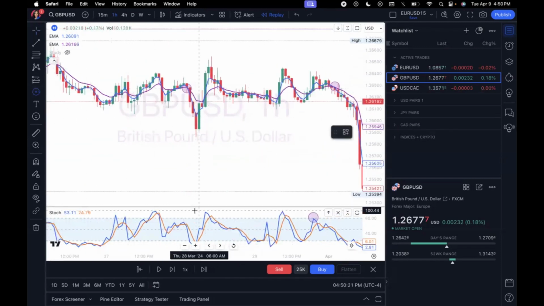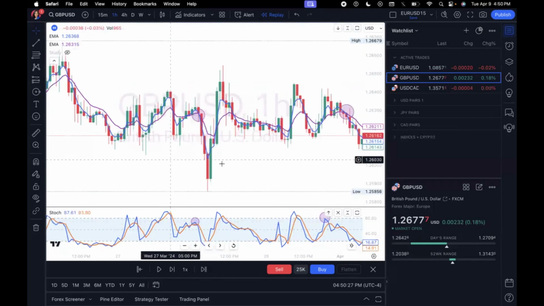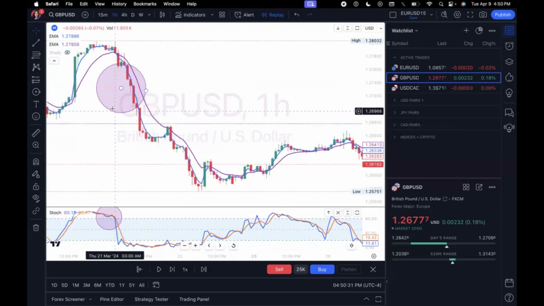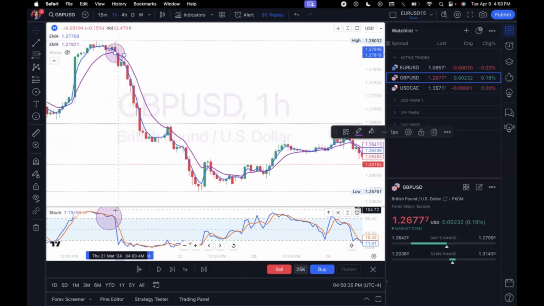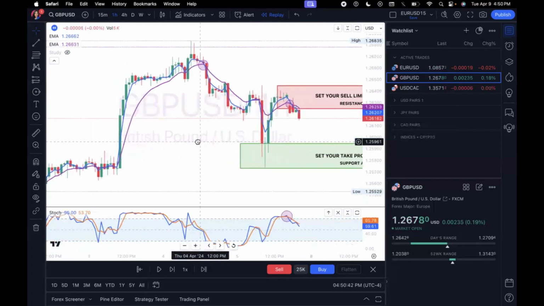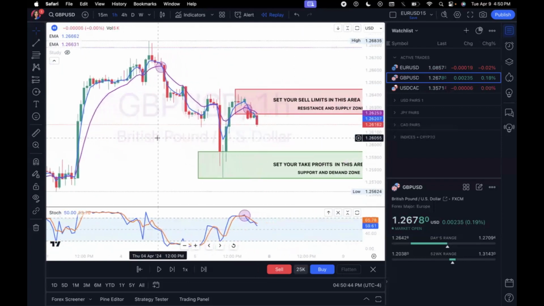Here is another example of the stochastic. It's already crossed back down, but it's facing down. And I believe we had one more example here. We can see where the purple crossed above the blue, and then the stochastic also crossed back into the shaded area. So again, if you backtest this, you'll see that this has happened multiple times. And these are my confirmations and entry signals for if I'm going to take a sell.